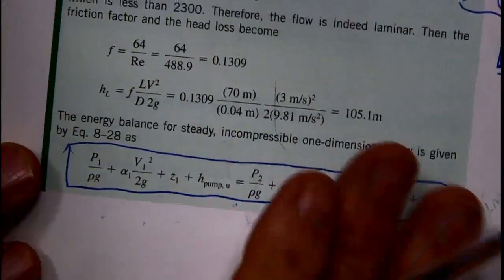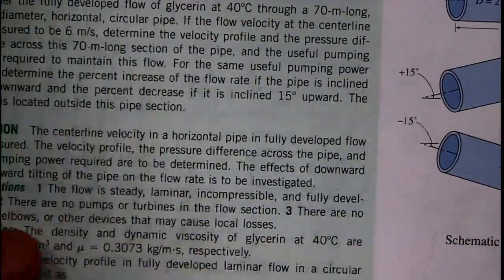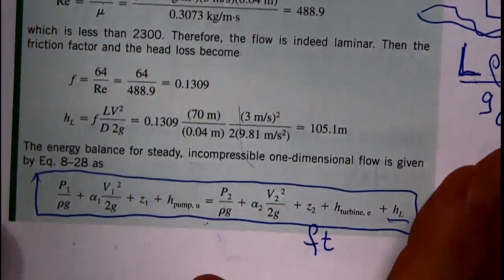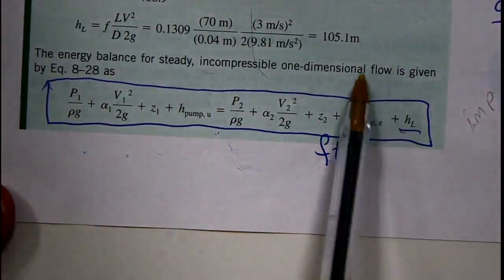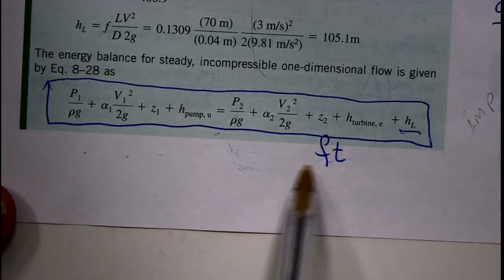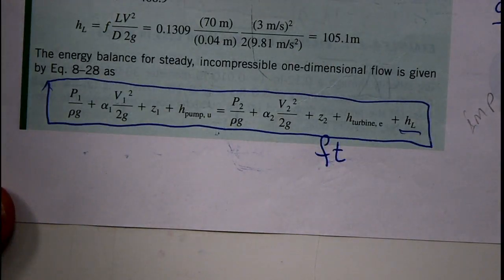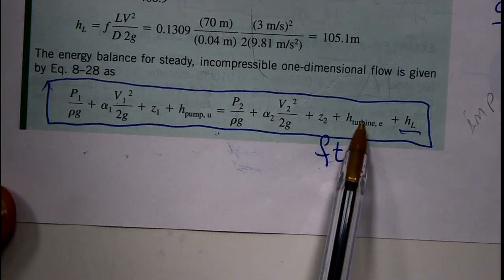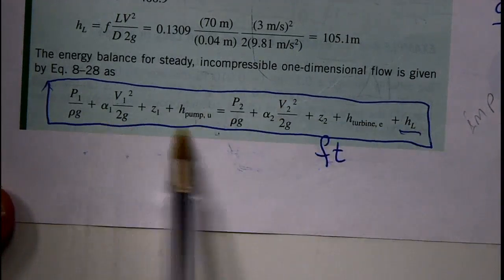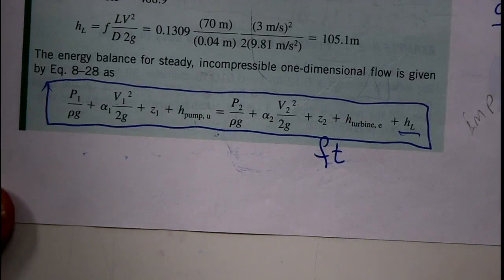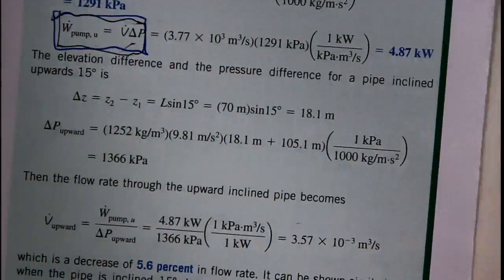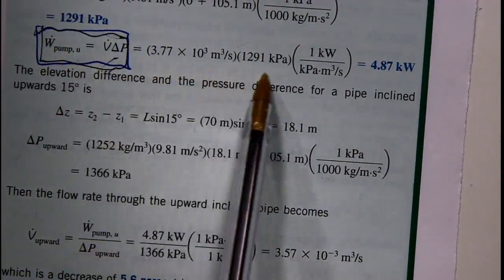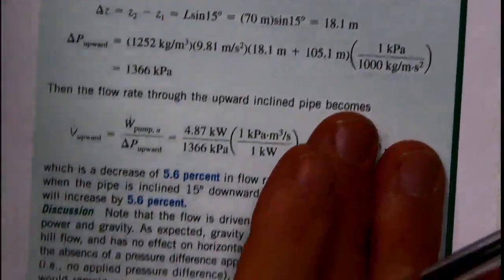See a mechanical. Example problem 8.1. Excellent example problem. Gives you some Reynolds numbers to work with. Look at that, 105 meters in head. Look at that fantastic equation. You take a turbine in there, you got a pump in there. That's a very beautiful piece of equation there. Look at that, they're talking about pumps here. There you go. Wonderful stuff.